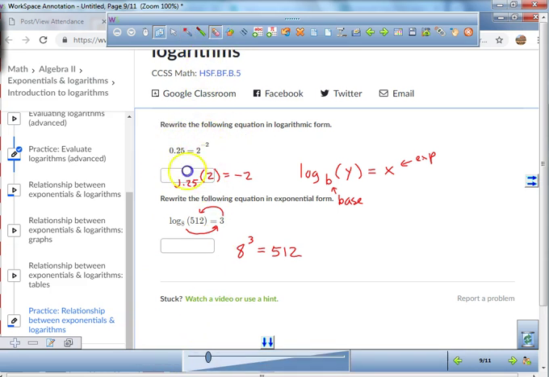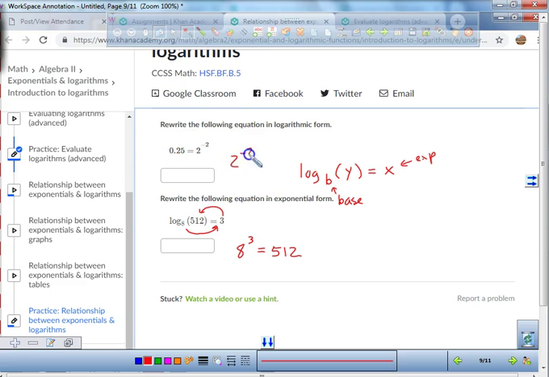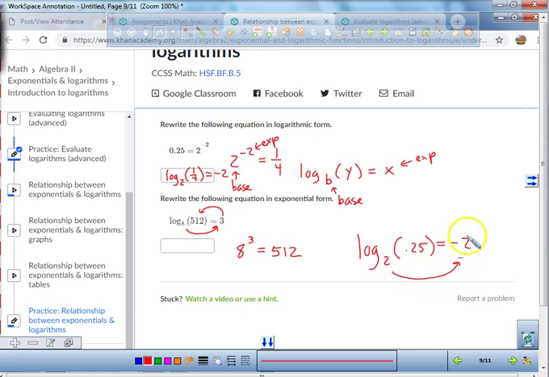Erase, erase, erase. By the way, it's a good thing I did that because I was able to check my answer. So right here, it's supposed to be 2 to the negative 2 equals 1/4. This is the answer. This is the base. My apologies. I got a little rushed. So we're going to write log base 2 of 1/4 equals negative 2. That's going to be your final answer. So here's your final answer. Log base 2, 0.25 equals negative 2. Because 2 to the power of negative 2 equals 1/4.